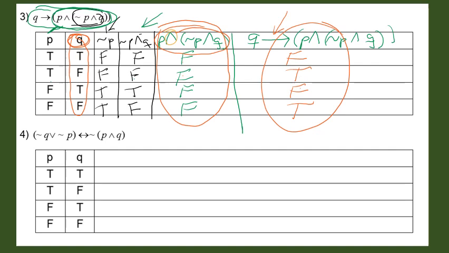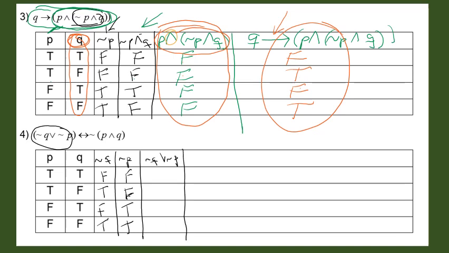Number 4, again, stop the video, try the problem. Working left to right, I need the negation of Q, I need the negation of P. So the negation of Q: false, true, false, true. The negation of P: false, false, true, true. All right. Now I'm ready for the OR. Not Q or not P. OR is true when at least one is. Nope. Yes, yes, and yes.